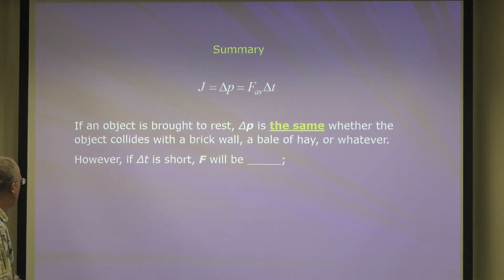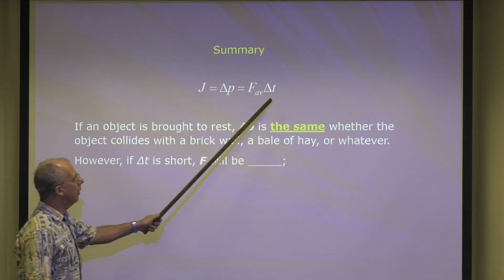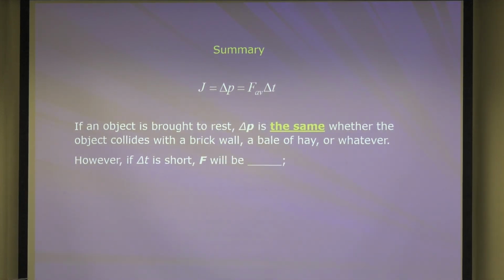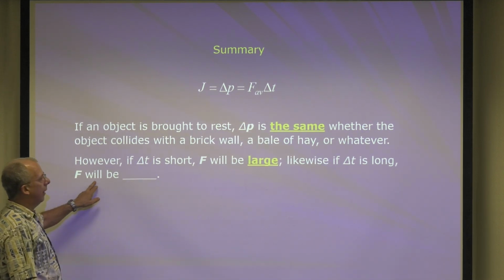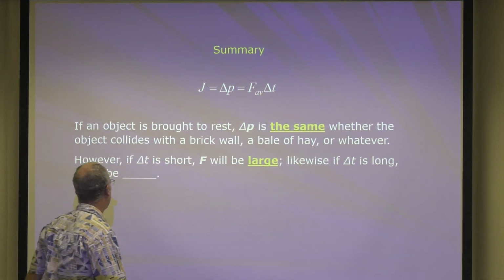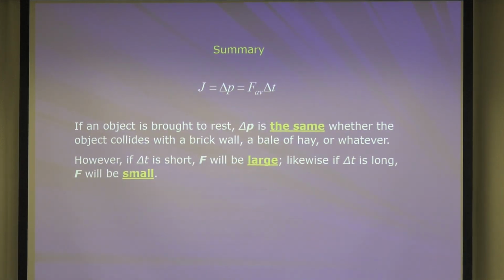However, if delta t is short, like you're hitting the brick wall, what's going to be true of F average? It's going to be large. Simple as that. If delta t is long, like if you hit a bale of hay, then F average will be small. So there you go. That's a good place to stop.